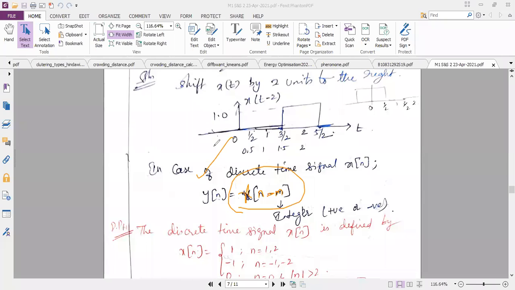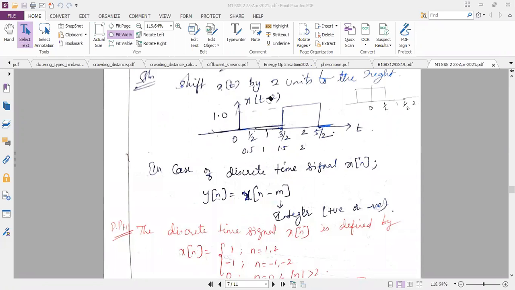So depending upon the plus and minus values, we will be shifting either towards the right hand side or towards the left hand side. I hope you have written y of n equal to x of n minus m. So if you see the flow of signals and systems, we are discussing the properties for continuous time signals as well as for discrete time signals. Now we will solve the next problem under discrete time signal.